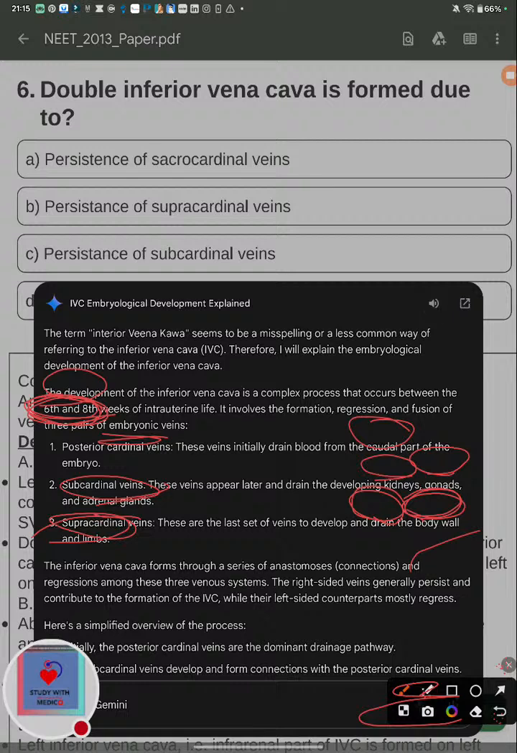So this is the process. We have three pairs. Okay, posterior cardinal veins. My pen is not working. Posterior cardinal veins: these veins initially drain blood from the caudal part, the tail part of the embryo. Then subcardinal veins: these veins appear later and drain the developing kidneys and so on. Supracardinal veins are the last to develop and drain the body wall and limbs. Okay, body wall and limbs. Supracardinal.